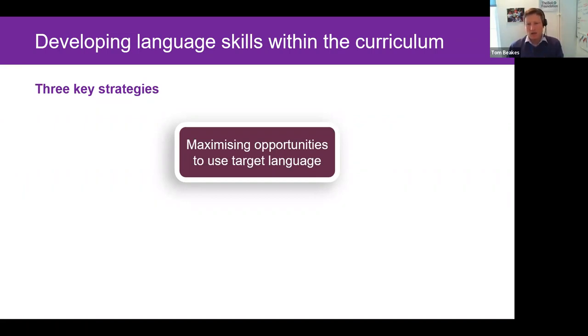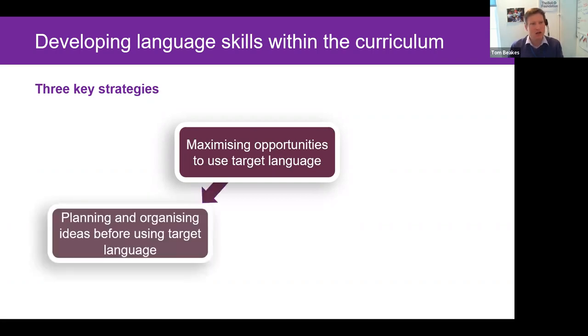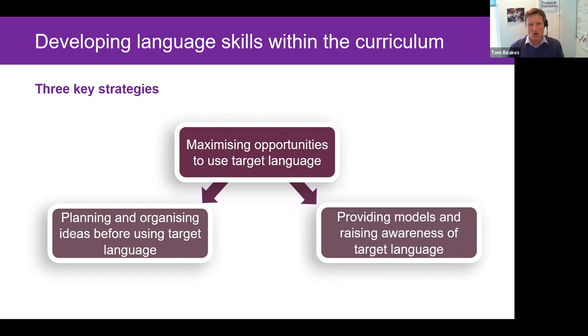So in order to maximize these opportunities, we can combine this with two more strategies, and that is planning and organizing ideas before attempting to speak or write. And this is particularly important for more academic or formal activities in the classroom. And thirdly, learners need to see or hear and have ready access to models of the language you want them to be able to use. So this means things like providing good examples of the text types we are working with, and they need opportunities to notice patterns or be directed towards the key features of this language that we want them to be able to use independently themselves.